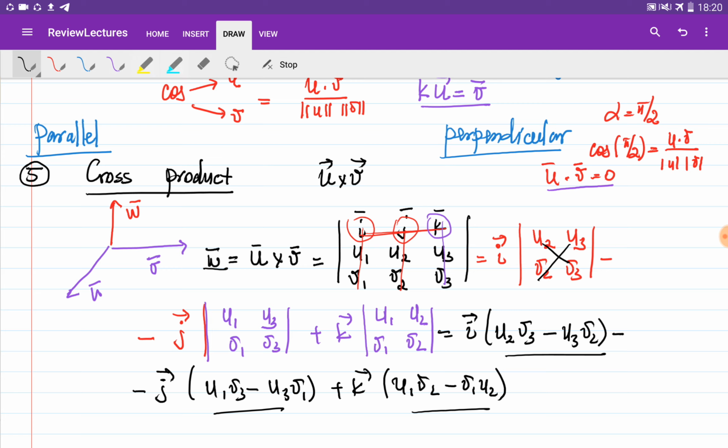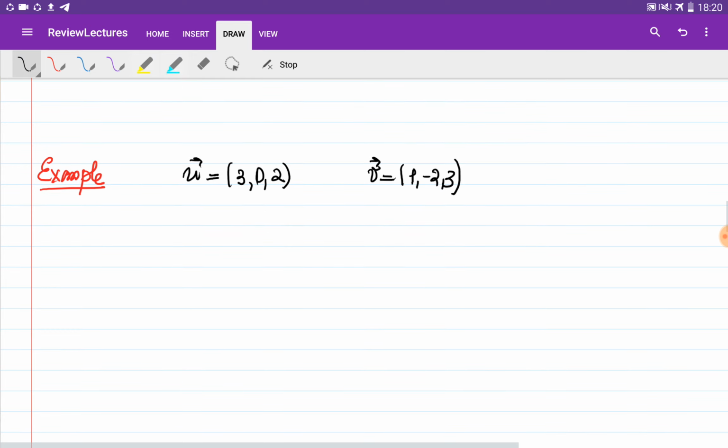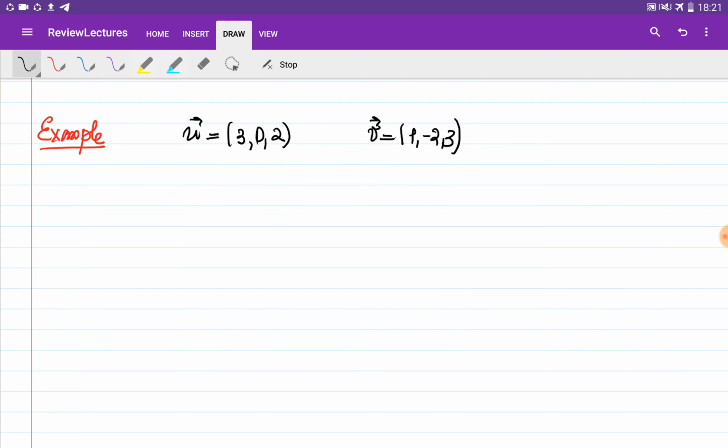Which is going to be perpendicular to the u and the v at the same time. So let's consider an example. Let's say we're given two vectors. What I would like to do is multiply these two vectors as a dot product, and at the same time check what their cross product is.